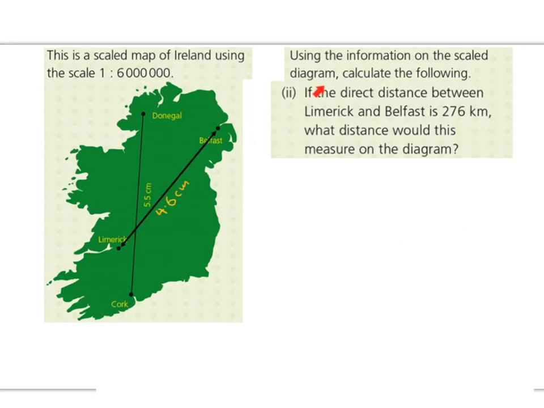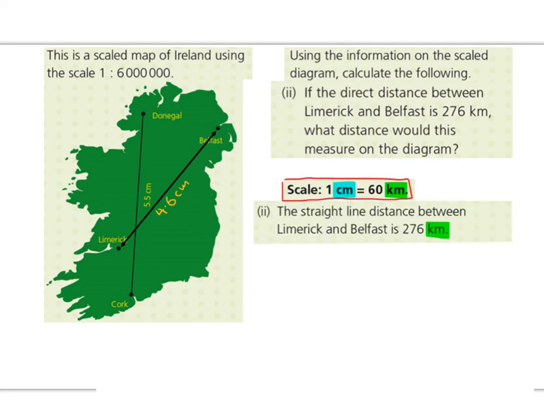Part 2. If the direct distance between Limerick and Belfast is 276 kilometres, what distance would this measure on the diagram? So now we're going from the actual measurement, we're going from the real distance down to the map. We're going from big to small, so this time we will divide by the scale factor. And remember, the scale factor is 1 centimetre equals 60 kilometres. So scale 1 centimetre equals 60 kilometres. The straight line distance between Limerick and Belfast is 276 kilometres.